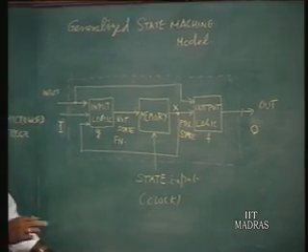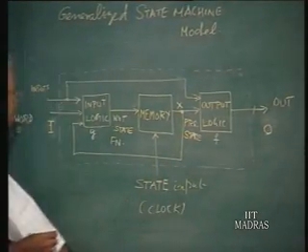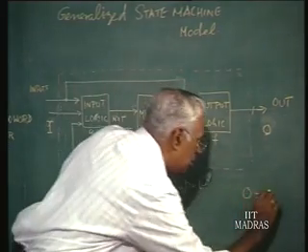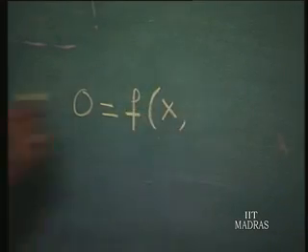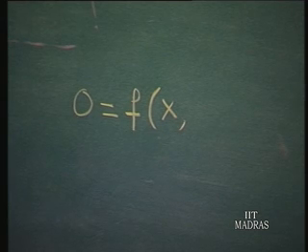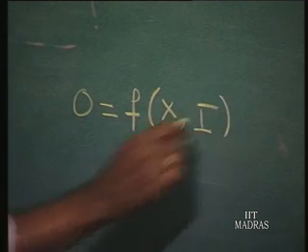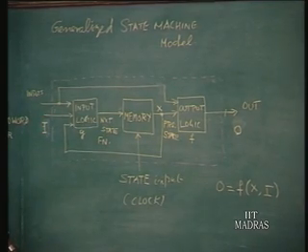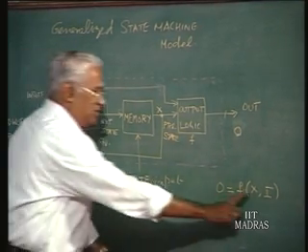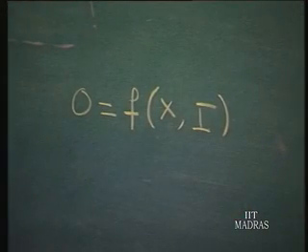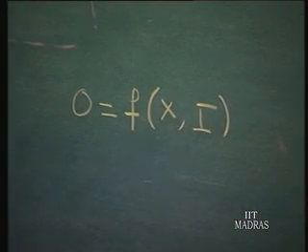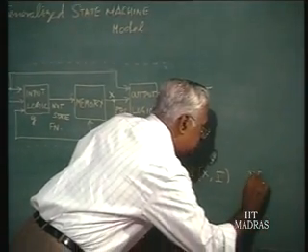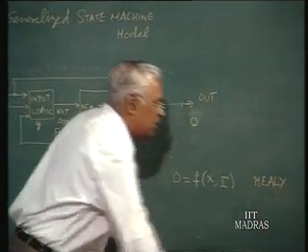Okay. Then in one model what we have is the output O is a function of not only the state x but also some of the inputs, not necessarily all the inputs, some of the inputs I. This is the generalized model. So output is a function of not only the state but also the input. Okay. This particular model is called a Mealy machine model. Okay, it's called a Mealy machine.